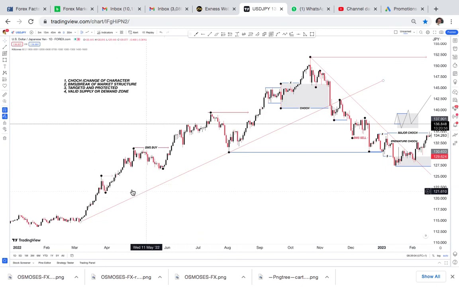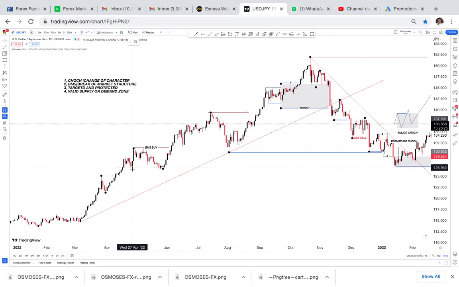Targeted and protected low means that whatever trend we're in, either the bullish or the bearish, something is protected and something is targeted. One zone is protected and one zone is targeted. So which one is protected and which one is targeted? In a bullish trend, lows are protected because the market doesn't come back to take out these lows unless it creates a demand. Yes, unless it creates a demand.